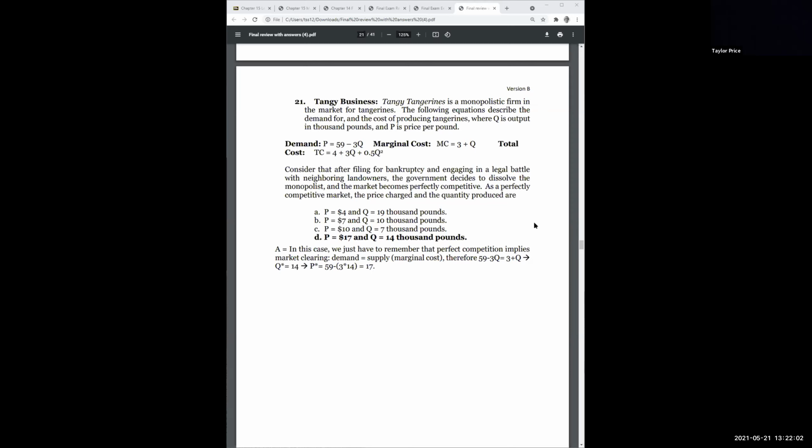Okay, so 21, we're looking at a monopolistic firm. You're given demand, marginal cost, total cost, bankruptcy.